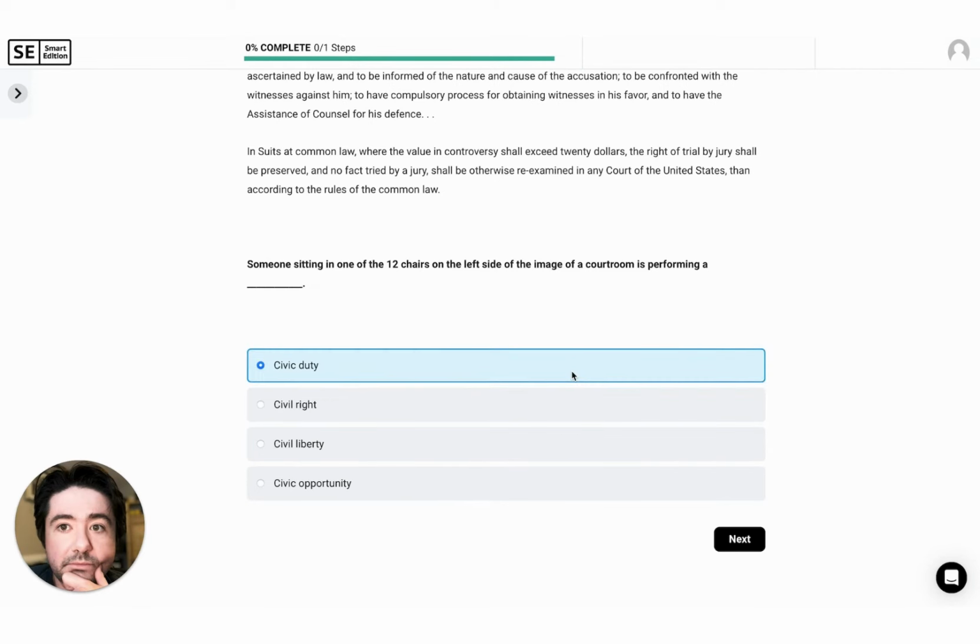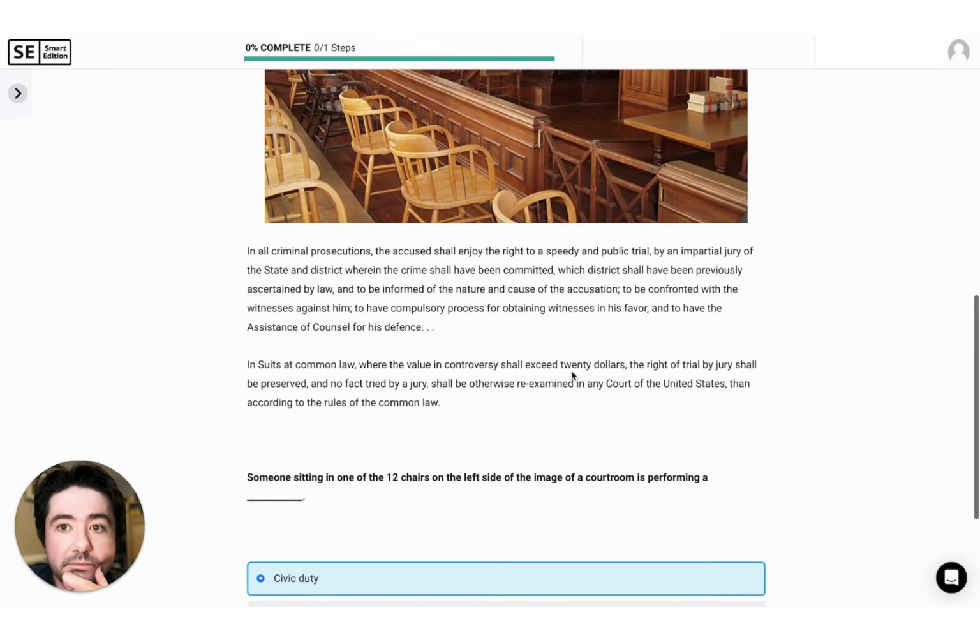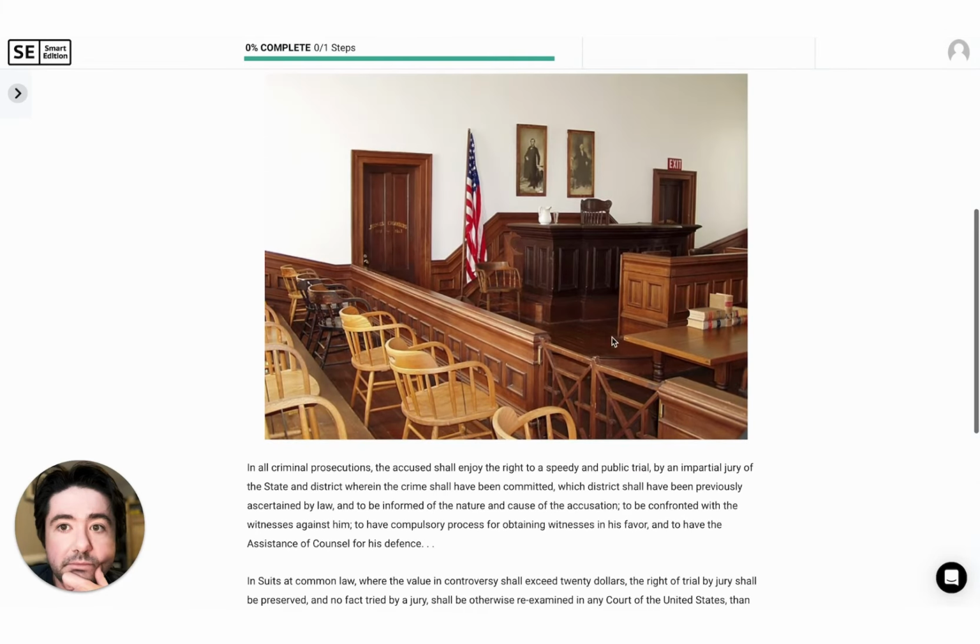Now, what is civic duty? A civic duty is a responsibility that citizens have towards their government. And in this case, as we take a look at our picture, we see a courtroom. That's where the judge sits. That's where witnesses sit. And on this side here, we see a number of chairs. We don't see all of them, but there are 12 in total. And this is where the jury sits.